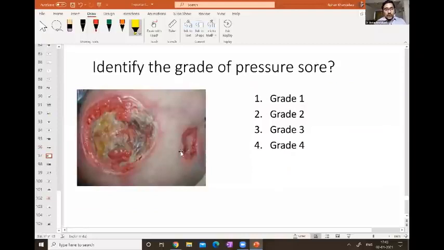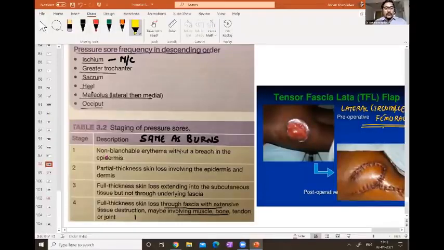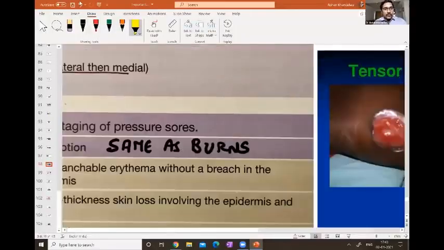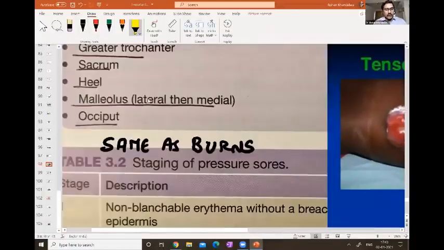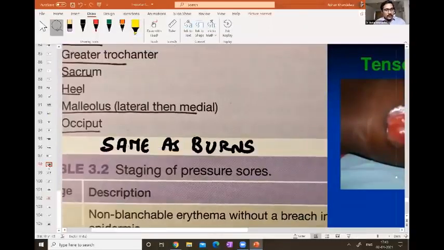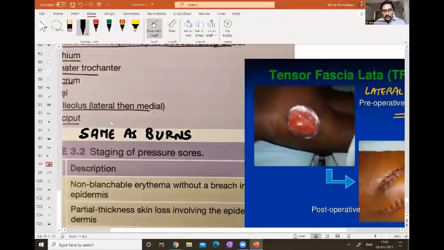You should know the most common site for bed sores. The most common site for bed sores is the ischium, followed by the greater trochanter, then the sacrum.